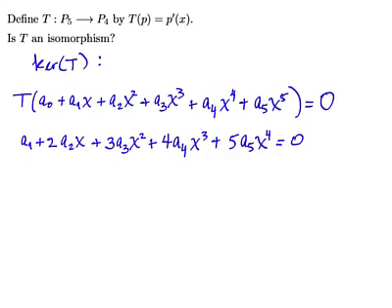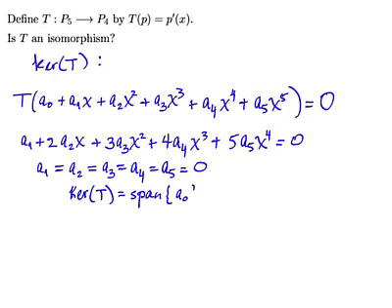So I just differentiated that fifth degree polynomial and I got this fourth degree polynomial, and that's got to be equal to zero because the polynomial was in the kernel. But this just means that all of those coefficients, A1, A2, A3, A4, and A5, have to be 0. So that means the only things in the kernel are just constant polynomials. So the kernel of T is the span of the real number A0. So it's just all the constant polynomials.